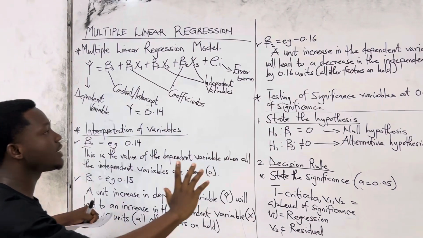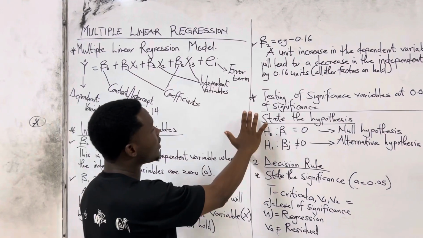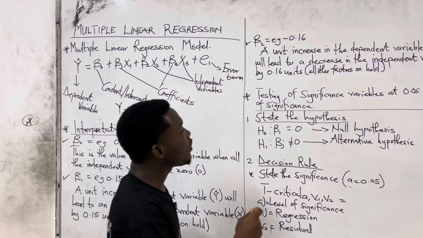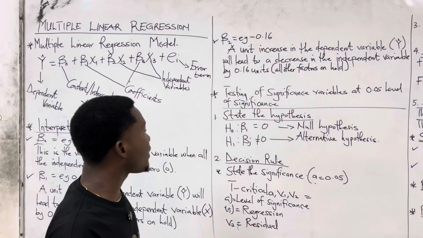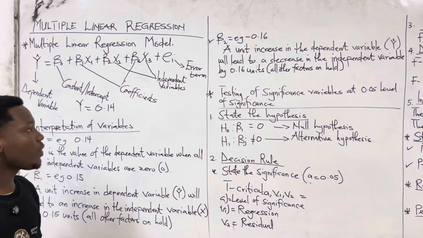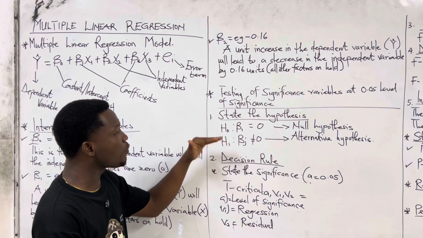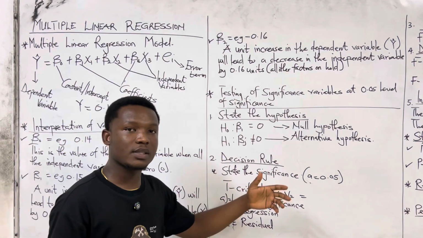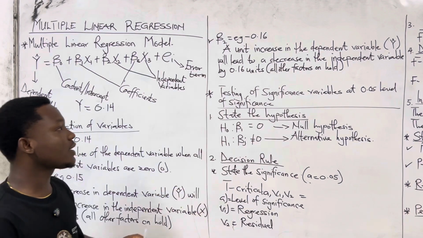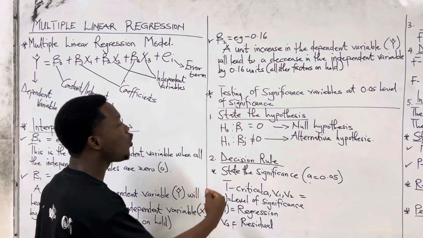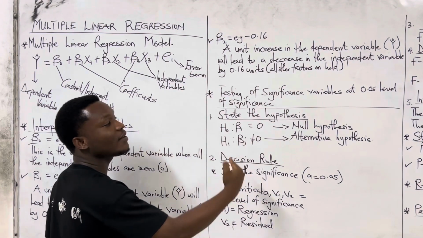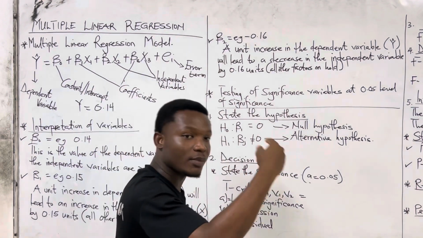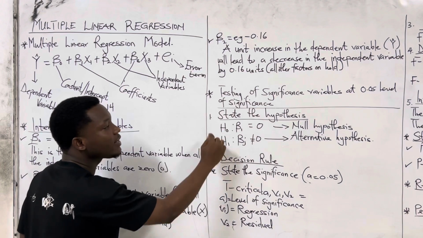So that's the explanation. And then we have the third step that we have to talk about, which is testing of significance of variables at 0.05 level of significance. With this one, we follow a process. That's the way we used to solve for the one sample t-test and also the two sample t-test. This is how we do it here. So when you solve for this question, it's the same as using the one sample t-test approach.